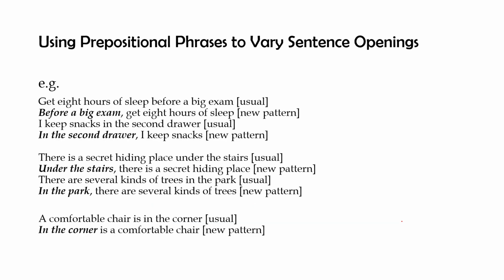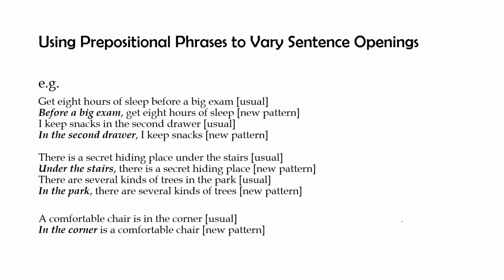Using prepositional phrases to vary sentence openings. One way to improve your writing is to start sentences with prepositional phrases of time and place. A paragraph in which every sentence follows the same subject-verb-object pattern can be boring. Vary your sentence openings, sometimes starting a sentence with a prepositional phrase. Notice that you put a comma after a prepositional phrase at the beginning of a sentence. Like, for example, get 8 hours of sleep before a big exam.